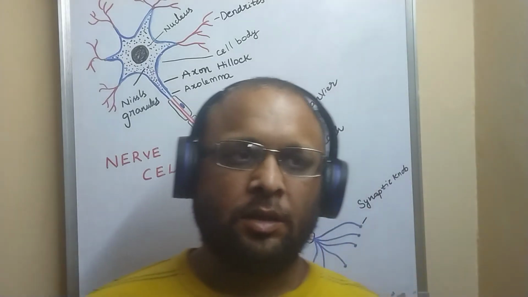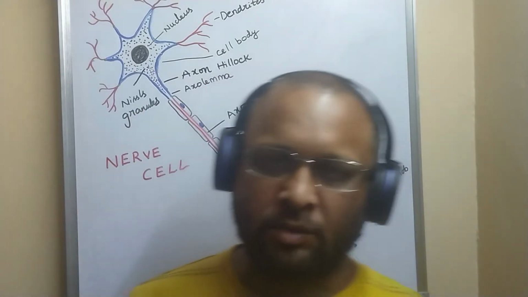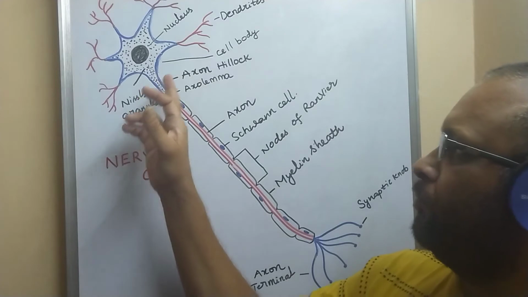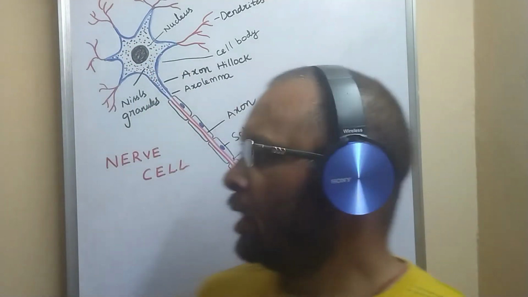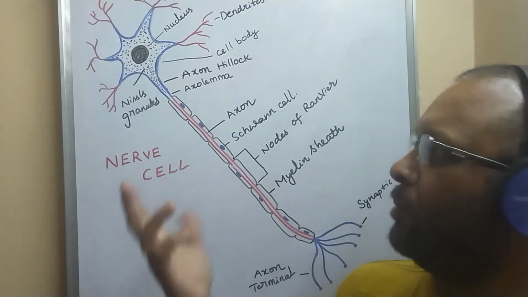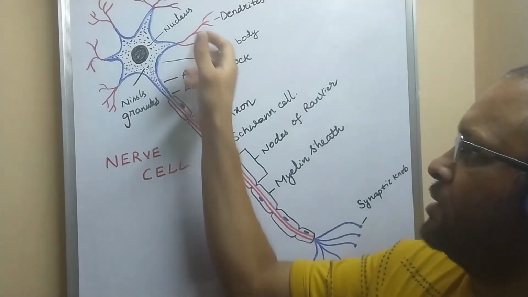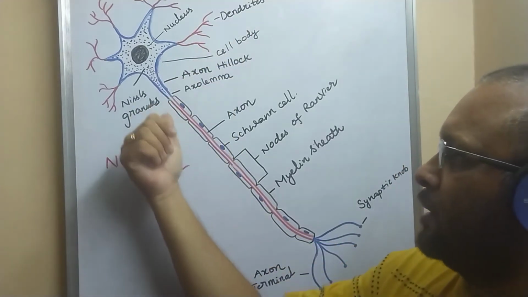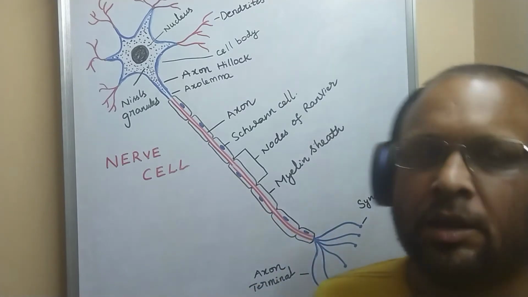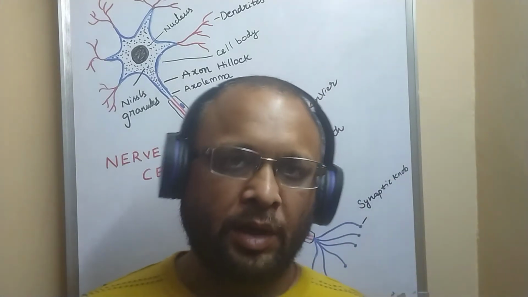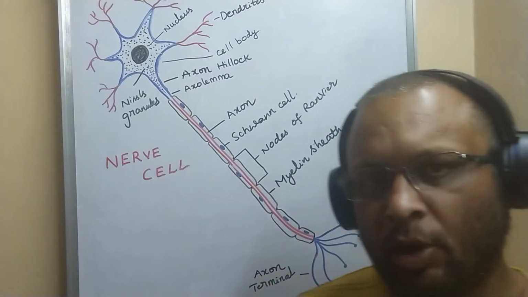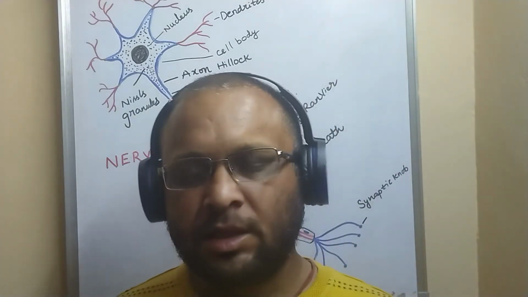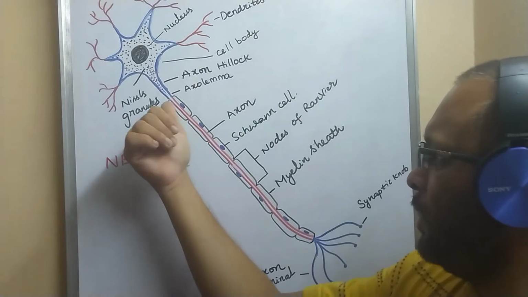In the nerve cell, what are the important parts? One is the cell body, which is also called soma. The next is the dendrites, and the third part is the axon. So three important parts are present: the cell body, the dendrites, and the axon.